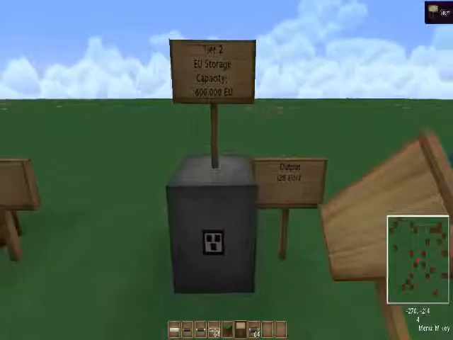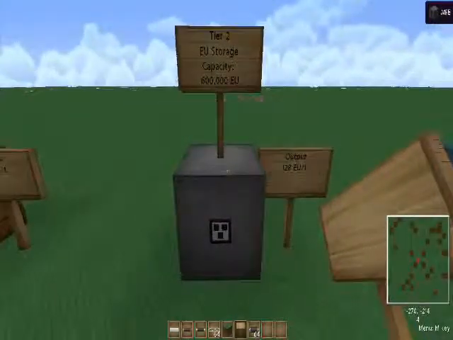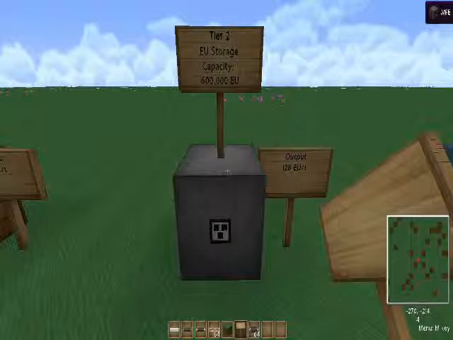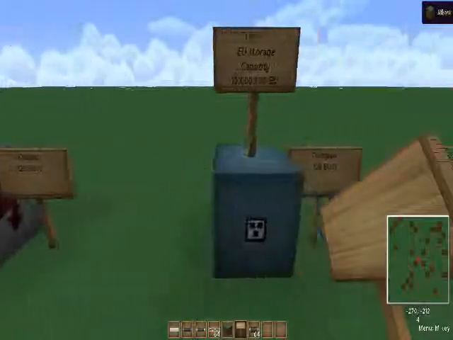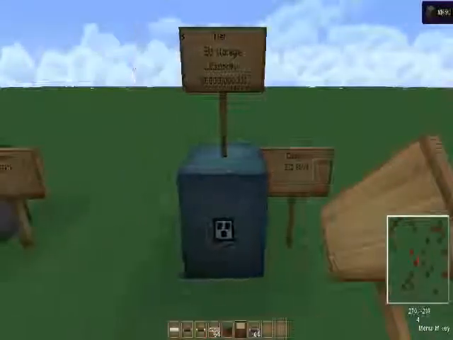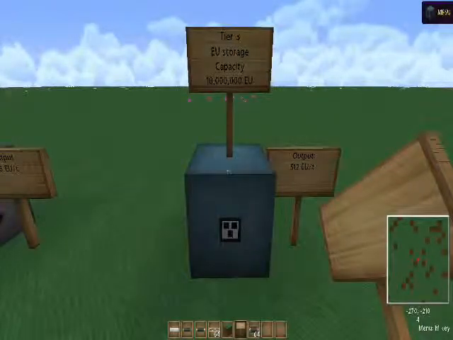Next up we have the tier 2, which is called the MFE. Its EU storage capacity is 600,000 EU. Its output is 128 EU per tick. Last but not least, we have the tier 3 EU storage. It is called the MFSU. Its capacity is 10 million EU. Its output is 512 EU per tick.